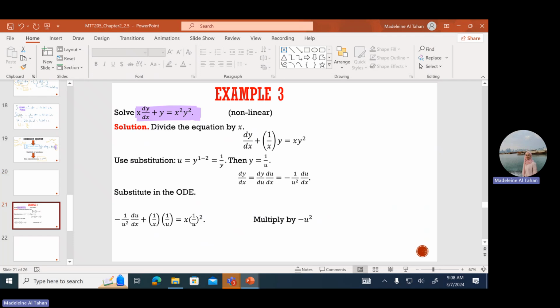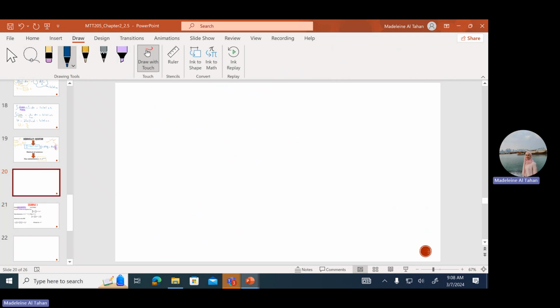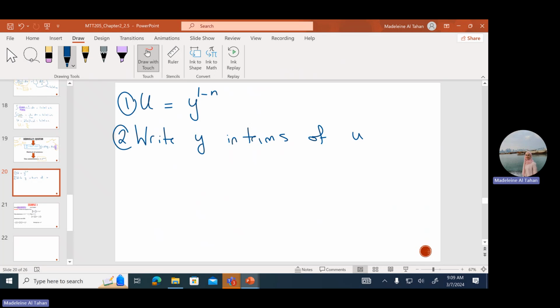Did you write the question? Okay. How do we solve this? In the method of solution, we will start with u equal y to the power 1 minus n. Then after that, write y in terms of u, so this is step number 1 and this is step number 2.